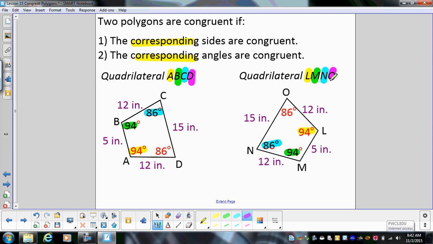Angle D and angle O correspond, and again, they're the same measure, so we have all four corresponding angles congruent. And we found that they're corresponding just by looking at the location of the angle name in the polygon's name. So let's do the same thing for the sides.